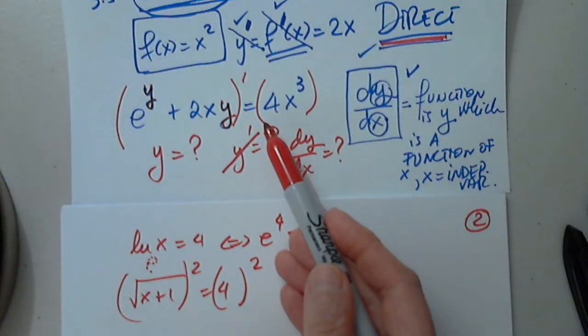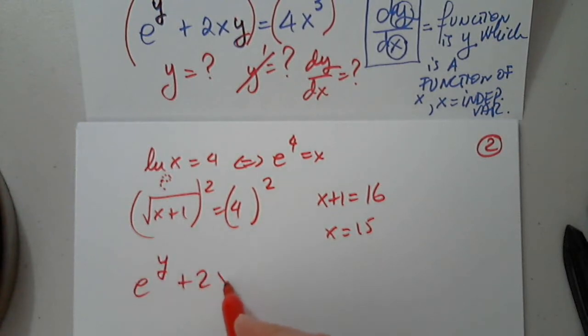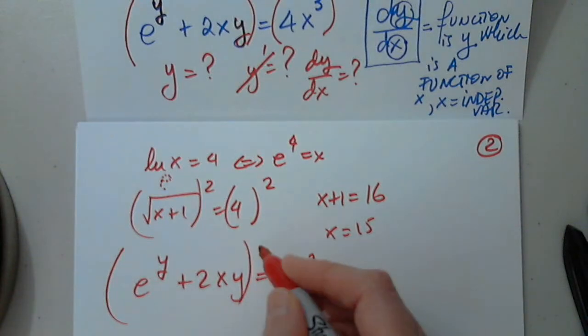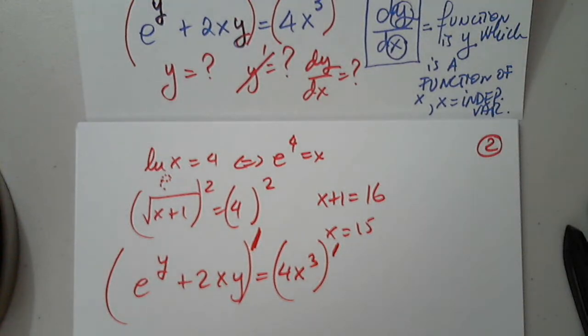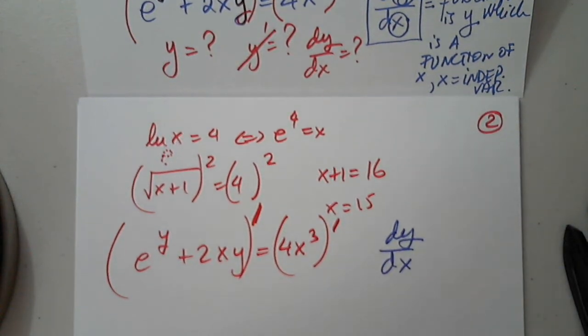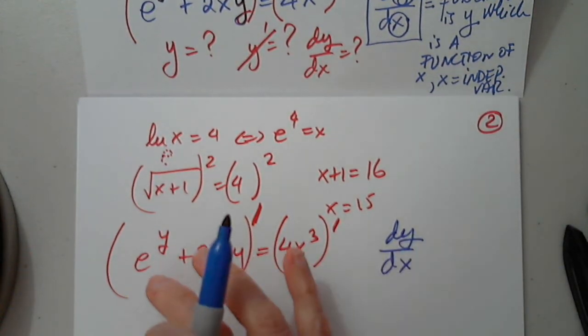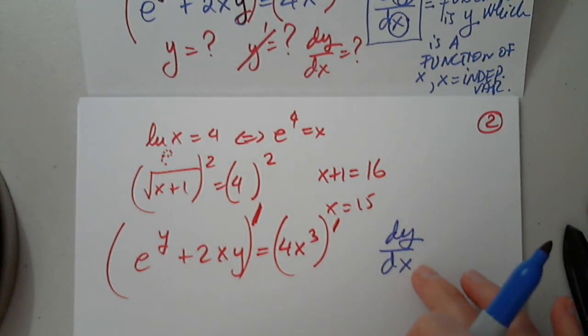Same thing here. I have an equation, and I'm allowed to apply a procedure, the same procedure, of course, to both sides. And I choose to apply this procedure because I'm asked to find dy over dx. So I will differentiate the left-hand side and the right-hand side and then try to solve for this.